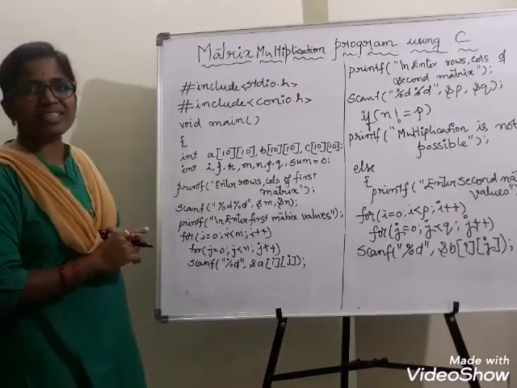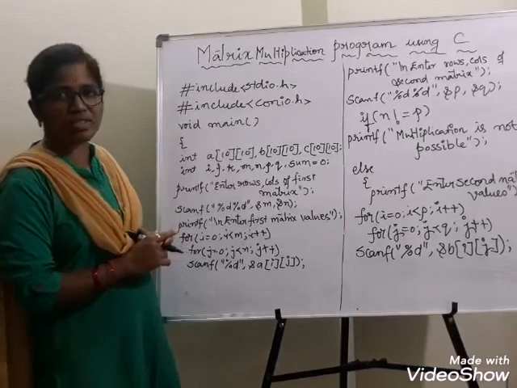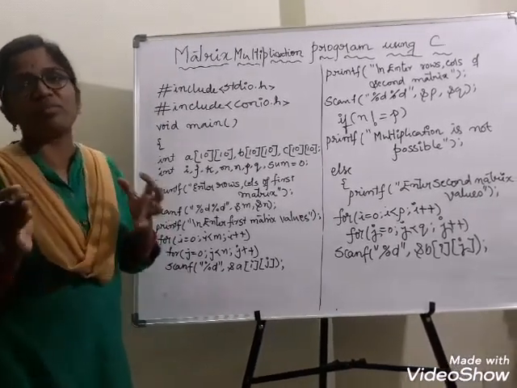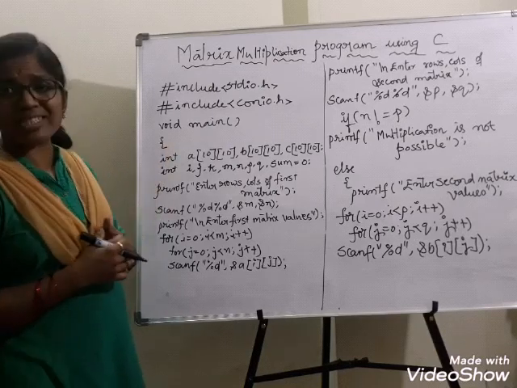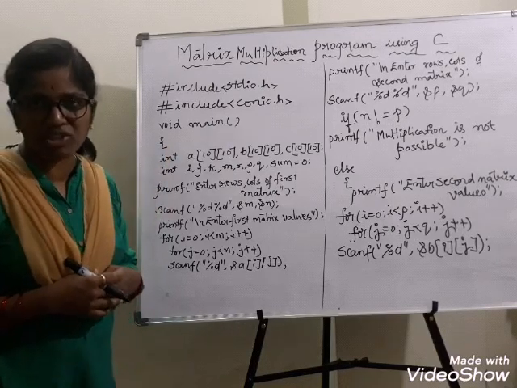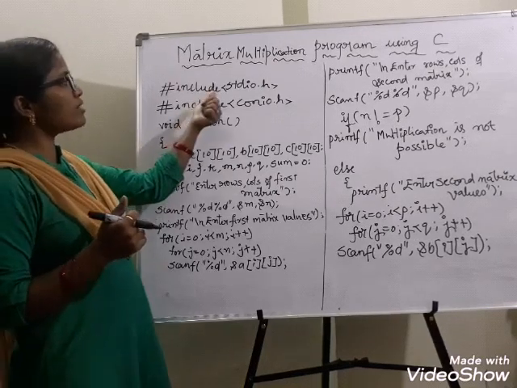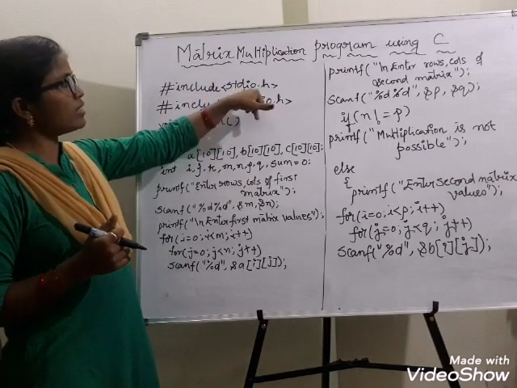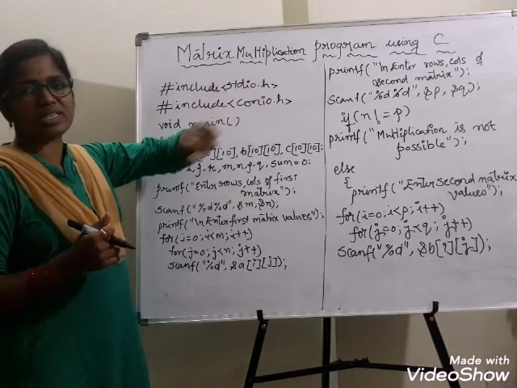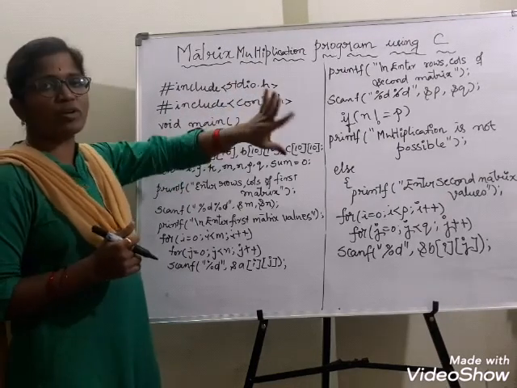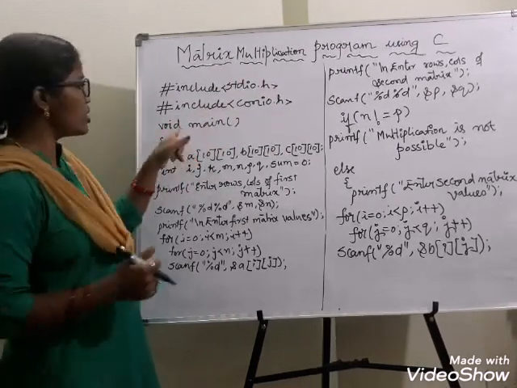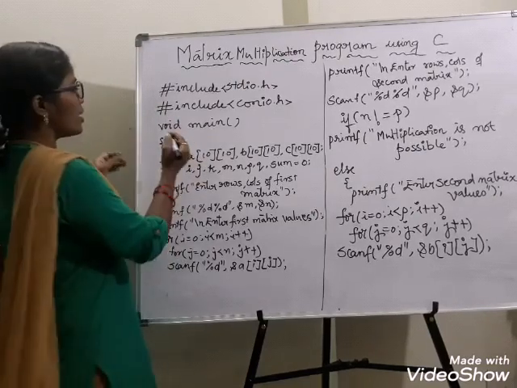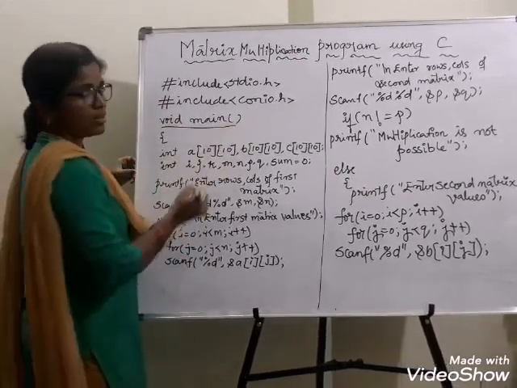Students, we'll see matrix multiplication in C program. We have seen how to perform the addition in the last example. Here we will see how to perform the multiplication using a C program. So we start the normal programming: hash include standard input output header file, stdio.h, and conio.h. These two are common for all the programs. In continuation with that, I have started void main, right?